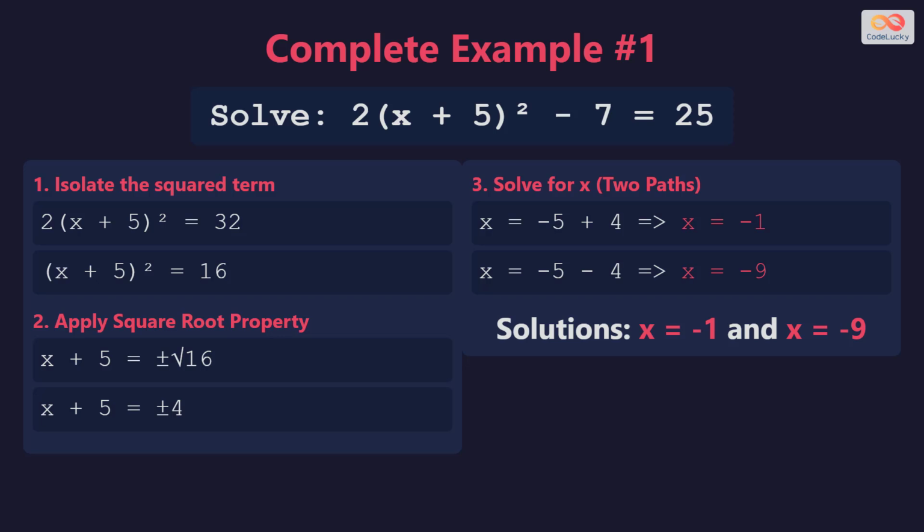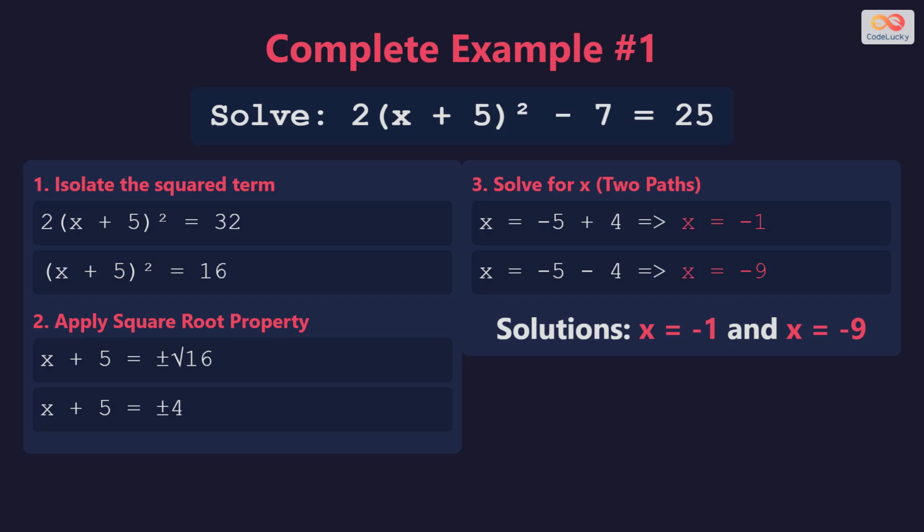Let's walk through another problem from start to finish. Solve 2(x + 5)² - 7 = 25. First, isolate the squared term by adding 7 to both sides to get 32, then divide by 2 to get 16. This leaves (x + 5)² = 16. Now, take the square root of both sides to get x + 5 = plus or minus 4.